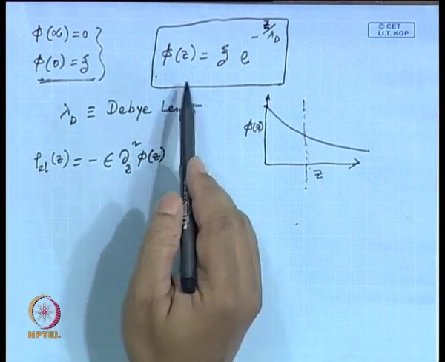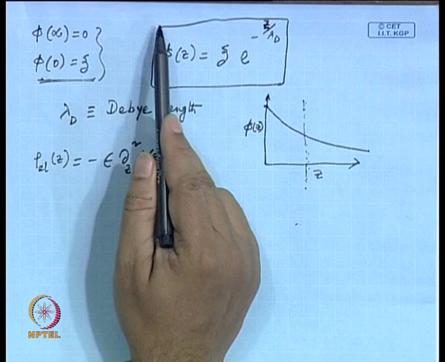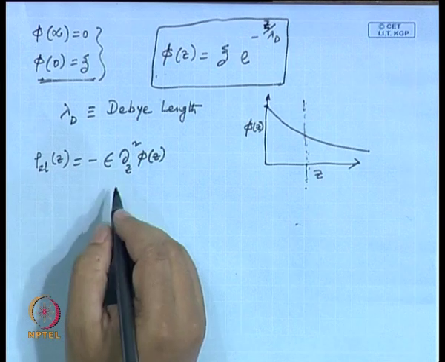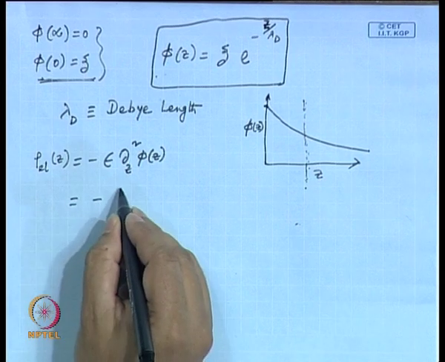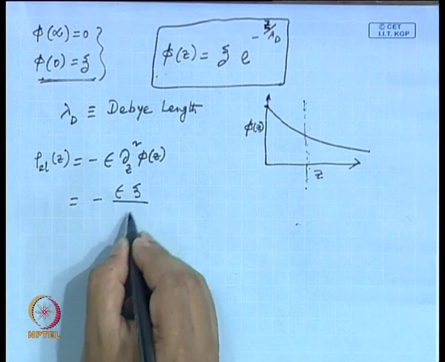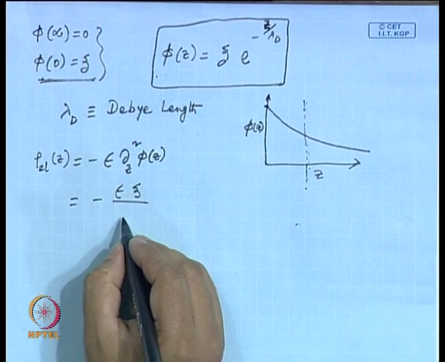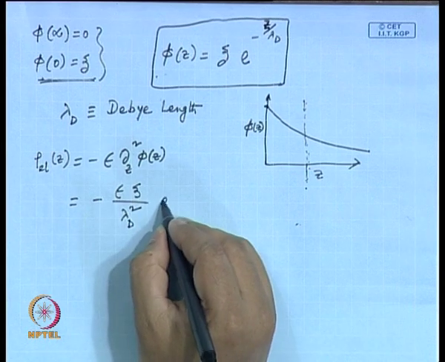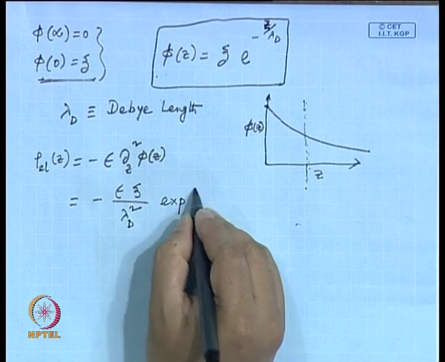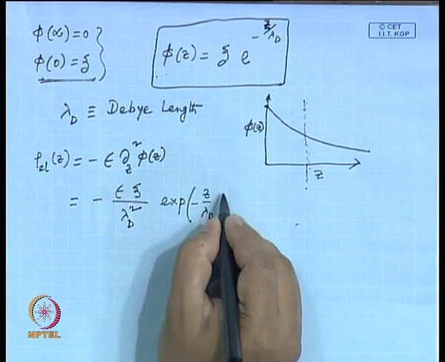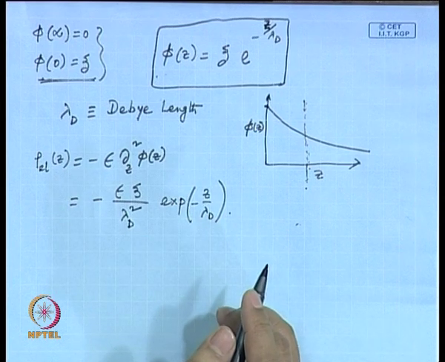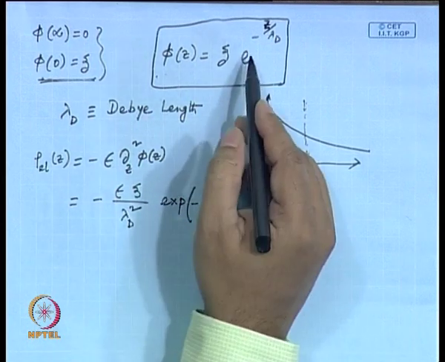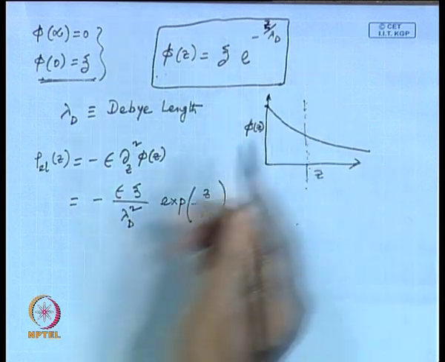And what would be del square phi by del z square? If this is the expression for phi, you take the second derivative of it, and you will see minus epsilon zeta by lambda d square, because you are taking the derivative two times, times exponential of minus z by lambda d. So basically it is epsilon zeta by lambda d square e to the power minus z by lambda d, that is what you get.